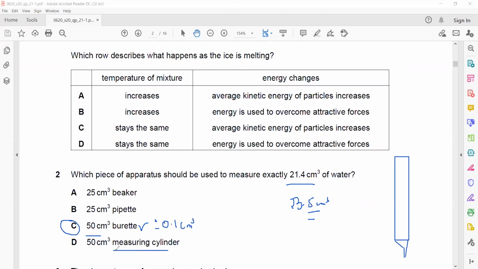A measuring cylinder will have markings like 1 cm cube or 10 cm cube or 20 cm cube. So a 50 cm cube measuring cylinder will not have any marking of 0.1, because it will be accurate to 1 cm cube. A pipette can measure only a fixed volume. A beaker also does not have a mark of 1 cm cube. Normally beakers have a minimum mark like 50 cm cube or 20 cm cube. That's why the 50 cm cube burette is the right answer, as we want to measure to 0.1 cm cube accurately.